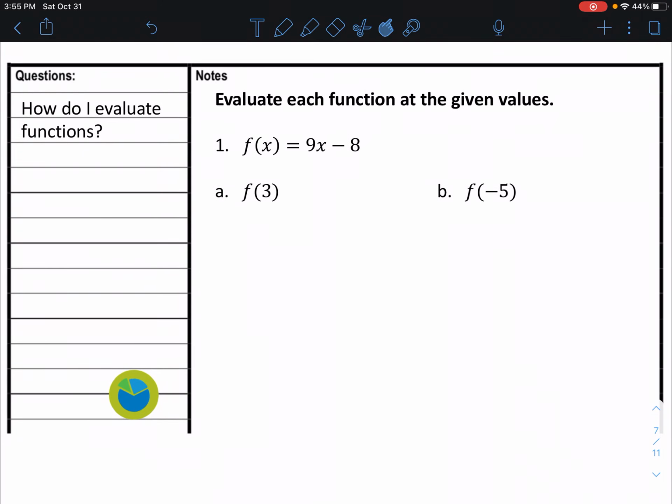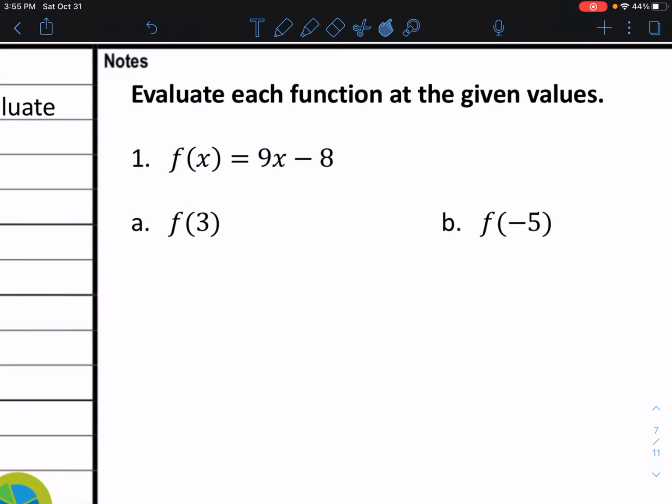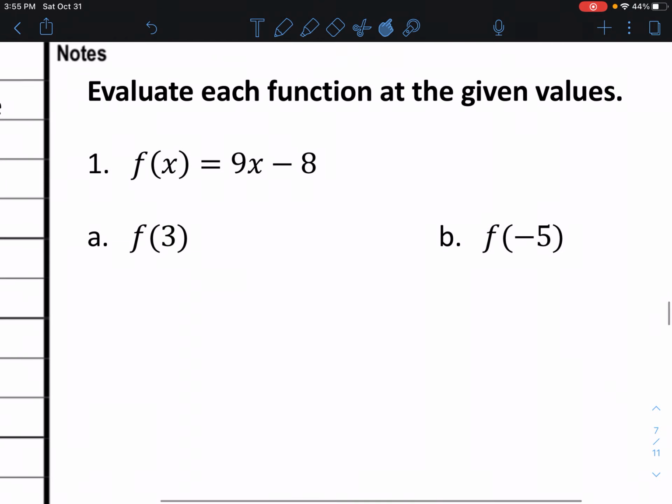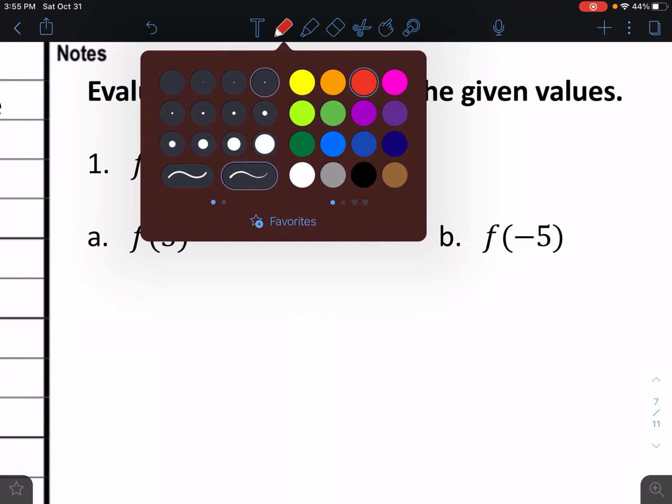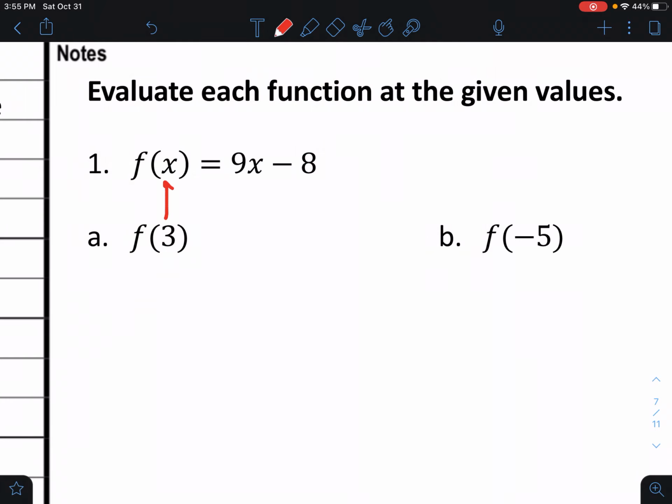All right, so how does this work? Well, there are a couple of things to consider. This says to evaluate each function at the given values. So here's our function, f of x is equal to 9x minus 8. They want us to find f of 3. Notice what they did is they just took this x and they replaced it with a 3. So really, that's what we're going to do in this part. Wherever I see an x, I'm going to replace it with a 3. And I'm going to always put it in parentheses.